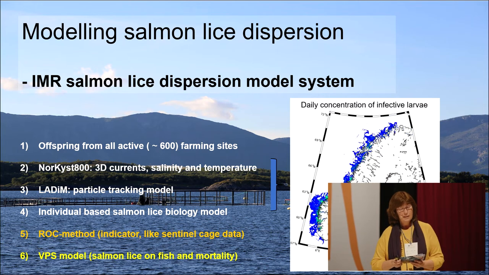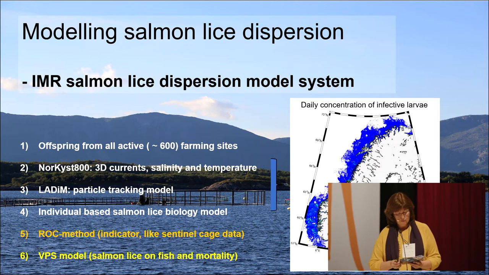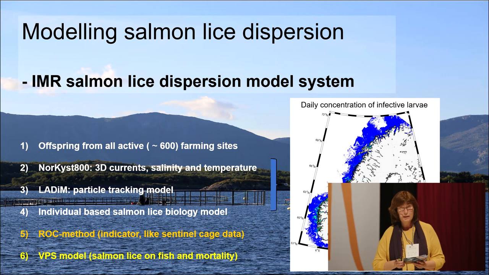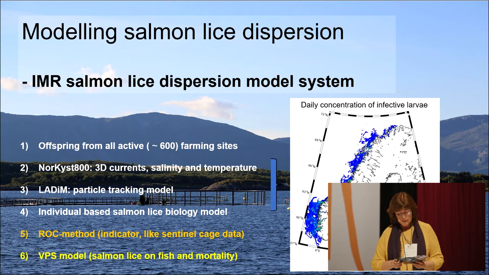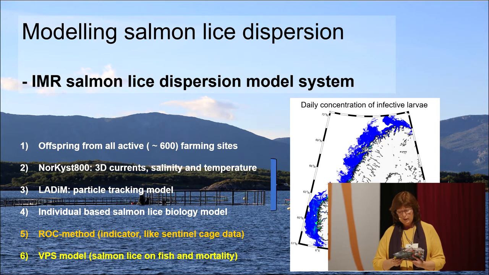To find when and where the concentration of pelagic lice is high and low, we have calibrated the model outputs against observations. And the final product is two methods which can be used to assess the impact on wild salmonids, the rock method and the virtual post-smolt method, which I will come back to later.